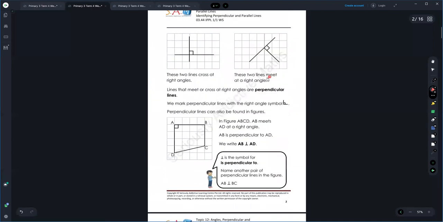Okay, some more examples here. How do you indicate that the lines are perpendicular to each other? You draw this square thing. Or when you write, to explain, you write AB is perpendicular. This is a perpendicular symbol you use, right? The perpendicular symbol basically shows a 90 degree angle formed by two straight lines touching.